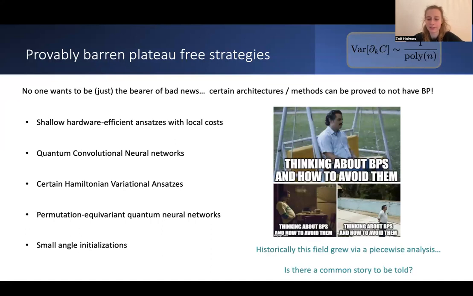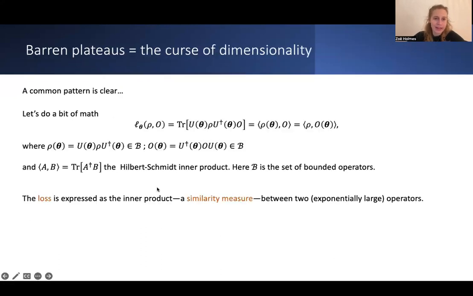Okay, so I've given you a lot of papers, and this is historically how this field has grown. It's grown piecewise, with people figuring out slowly the causes of barren plateaus and ways of avoiding them. So the question is, is there a common story to be told here? And actually, what we started to notice recently was that there really is a common factor between all these stories.